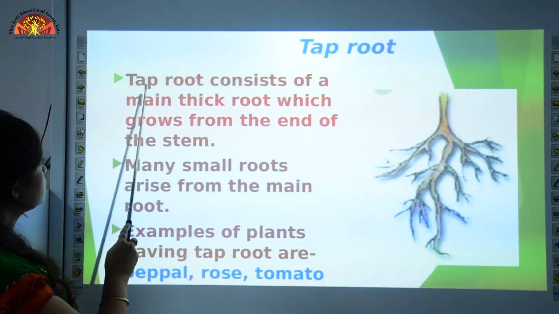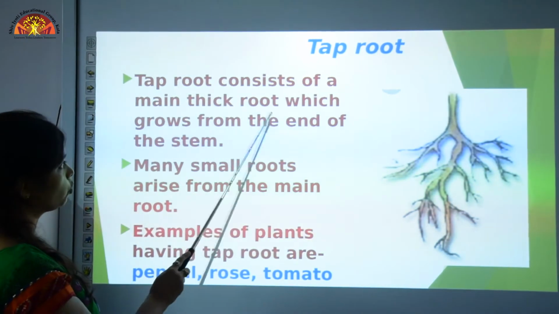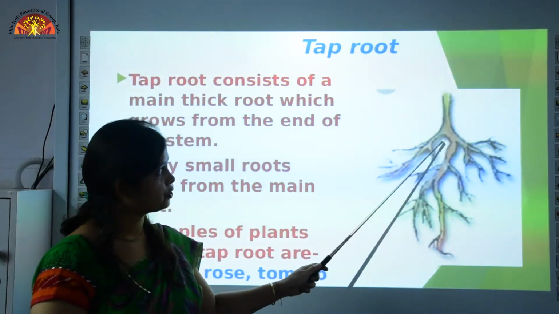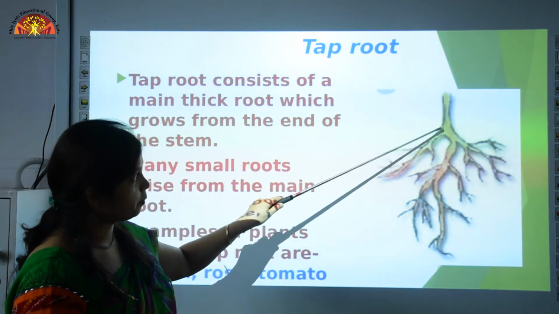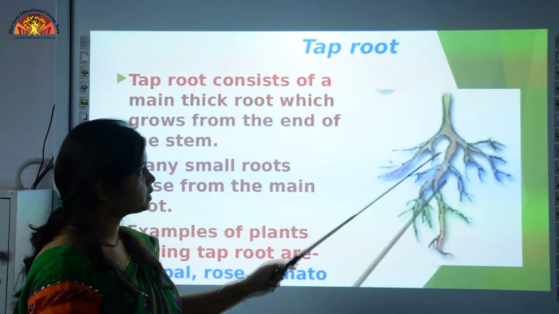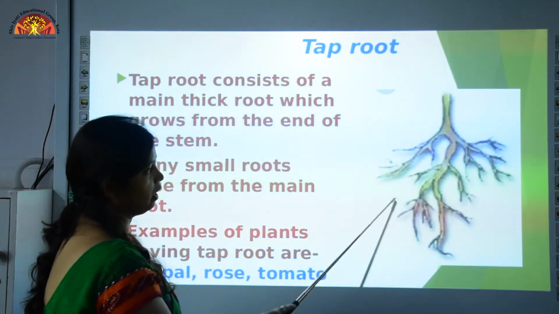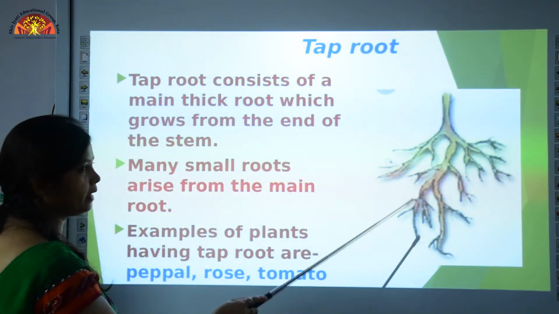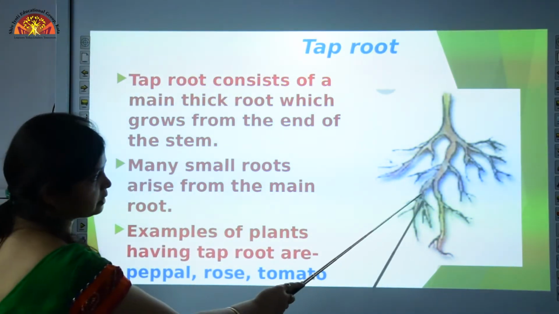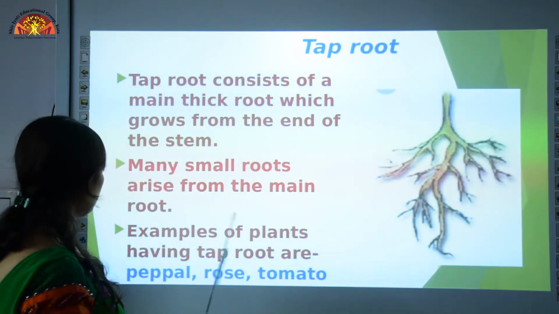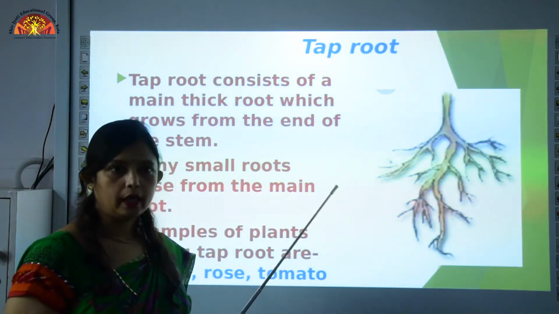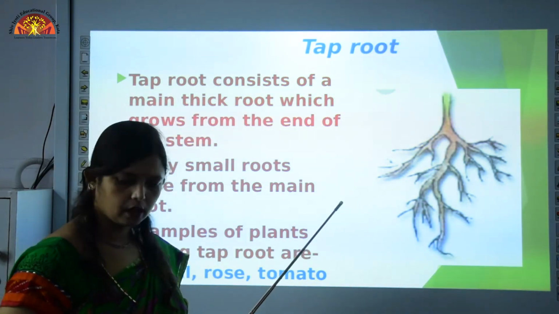First is taproot. Taproot consists of a main thick root which grows from the end of the stem. Now as you can see in the picture shown here, this is the part of a stem, and from here a main thick root is growing, and from this main thick roots some branches are arising. So this type of system is called as taproot. Now many small roots arise from the main root, as you can see here in the picture. Examples of plants having taproot are peepal, rose, tomato, hibiscus, and so many more examples are also there.